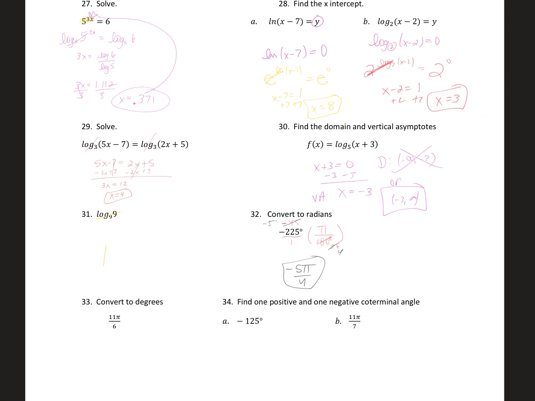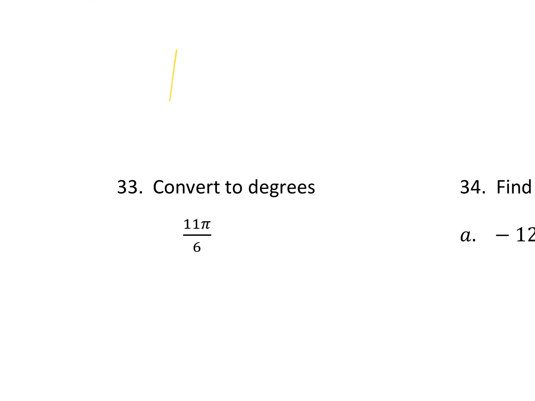Very easy conversion. If we're going to convert to degrees, what's going to go on the bottom? Good. So pi's will cancel. 6 goes into 6 once. How many times is 6 going to 180? 30. And then what's 30 times 11? 330 degrees. Good.